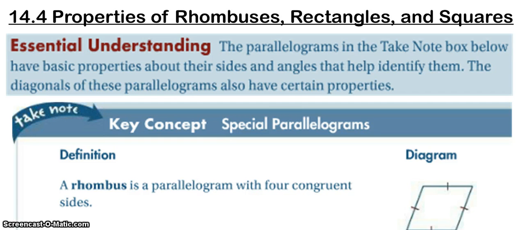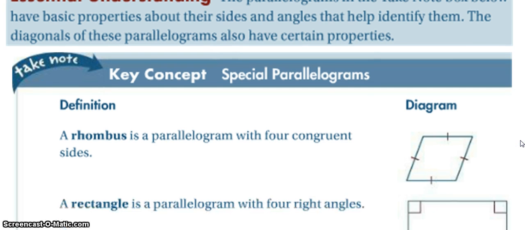Hello again, everyone. Welcome to 14.4. We're discussing properties of rhombuses, rectangles, and squares. All of this is dealing with parallelograms because we know that rhombuses, rectangles, and squares are all types of parallelograms. So let's start talking about this.